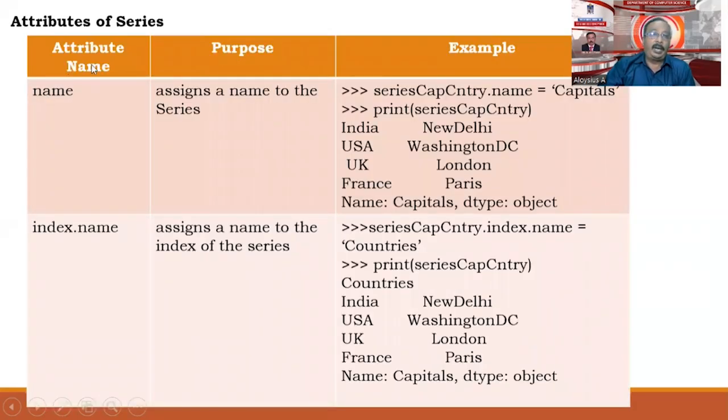And there are many attributes of series. You can assign a name to a series. The example is given here. You can give a name for the series. You can assign a name for the index. So for the series capital country, dot name, you can give some name. And similarly, for the index name, you can assign some index name to the index also.